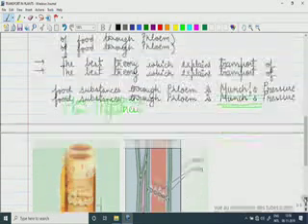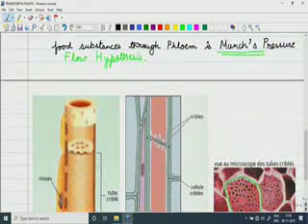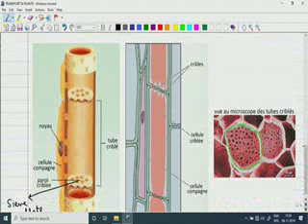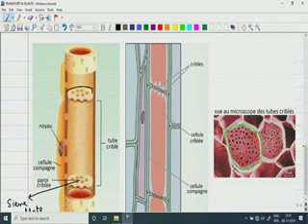Okay, all right. So this is a diagram of sieve tube elements and companion cell. What you are seeing here is one sieve tube element, right? And this part here is a sieve plate. The sieve plate has many small pores inside it.